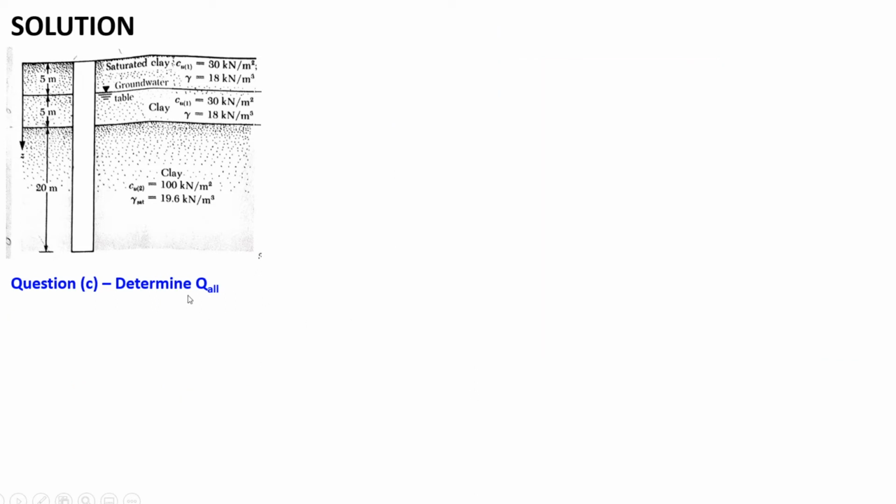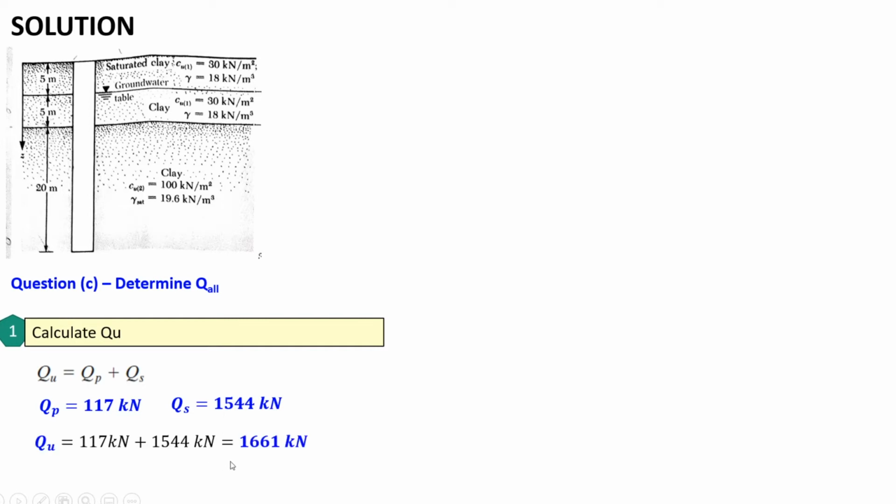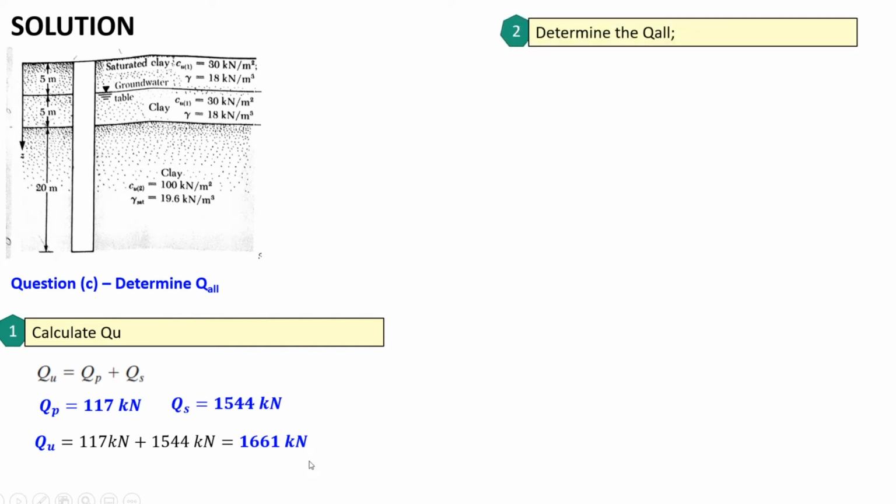So next, we need to determine Q allowable. The general equation is Q ultimate equivalent to QP plus QS. We have the QP and QS just now. We total these to get the Q ultimate of 1661 kilonewton. And at the end, we can determine the Q allowable by using the Q ultimate divided by the factor of safety, which is equivalent to 3. So the Q allowable is 554 kilonewton for this example.